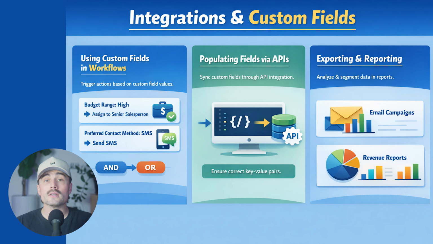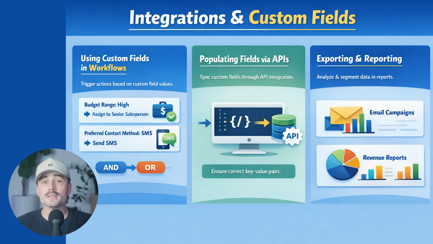You can combine conditioning using and or logic for really sophisticated segmentation. Populating fields via APIs. So if you integrate GoHighLevel with other systems, you can populate custom fields via the API. When creating or updating a contact, include the custom field's key value pairs. Ensure that the field keys match exactly. Otherwise, the API call will fail or create a new unintended field.